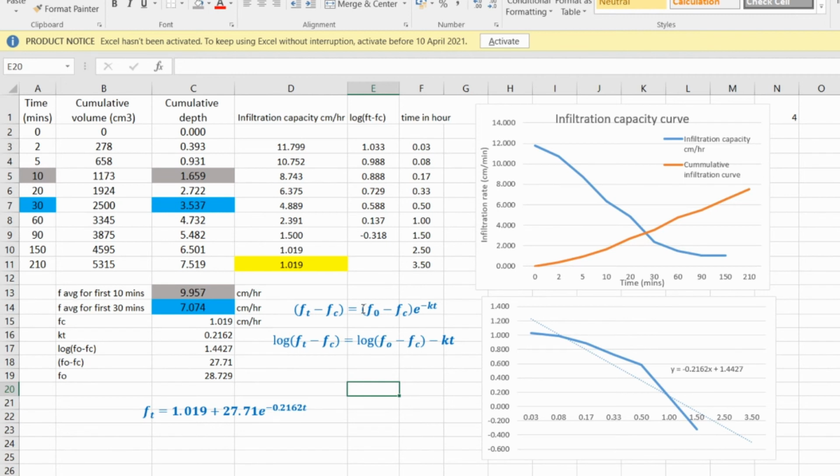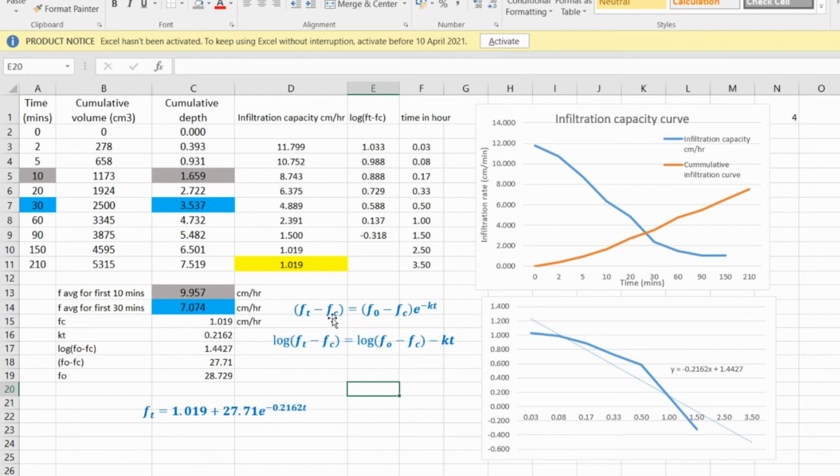I had given you the explanation of how to convert this non-linear curve to a linear curve by bringing this Fc to the left hand side. So Ft minus Fc equals (F0 minus Fc) into e raised to minus kt. Now we already know the value of Fc. Fc is the constant rate of infiltration, and we do not know F0 because we do not know the infiltration rate at time t equals 0. So that's the reason why we cannot deterministically say what F0 is.